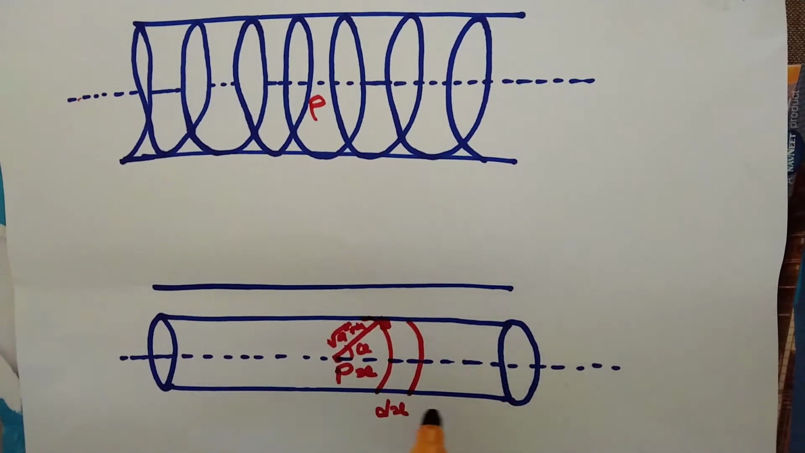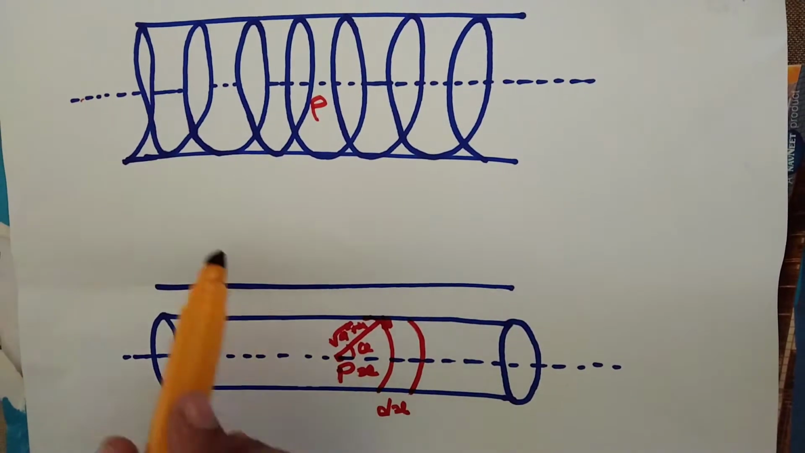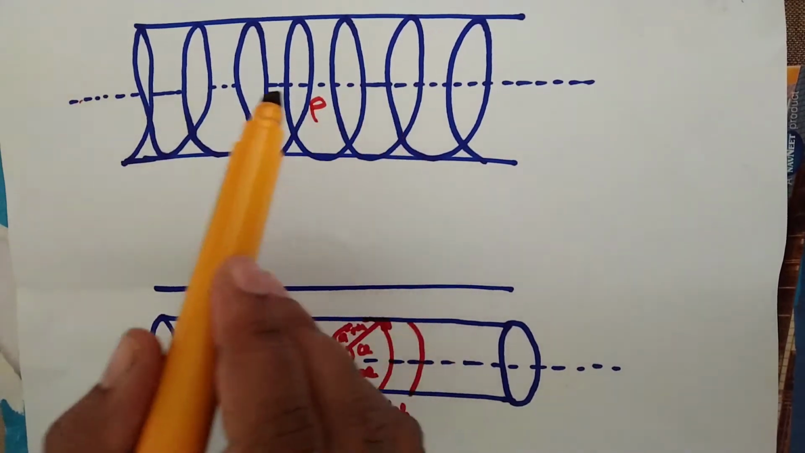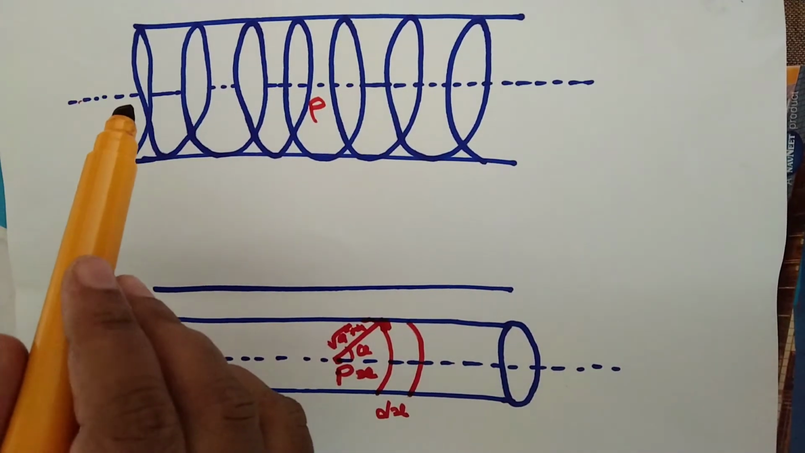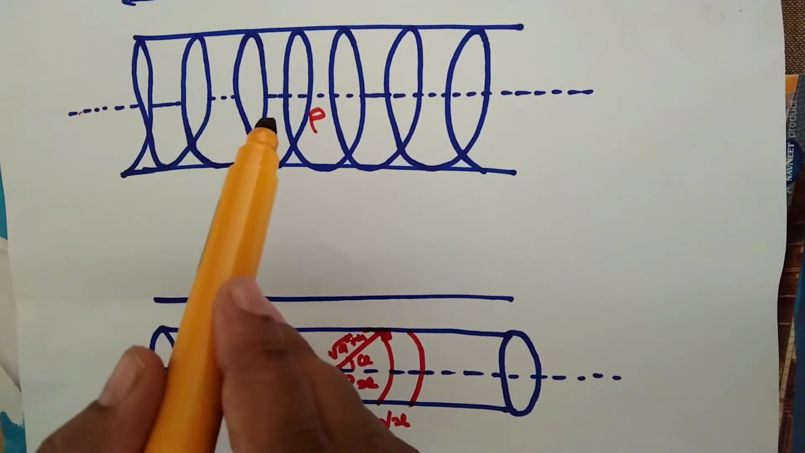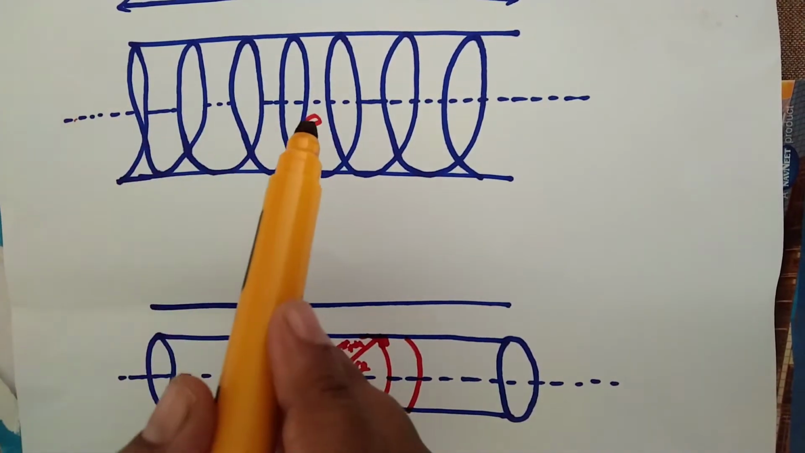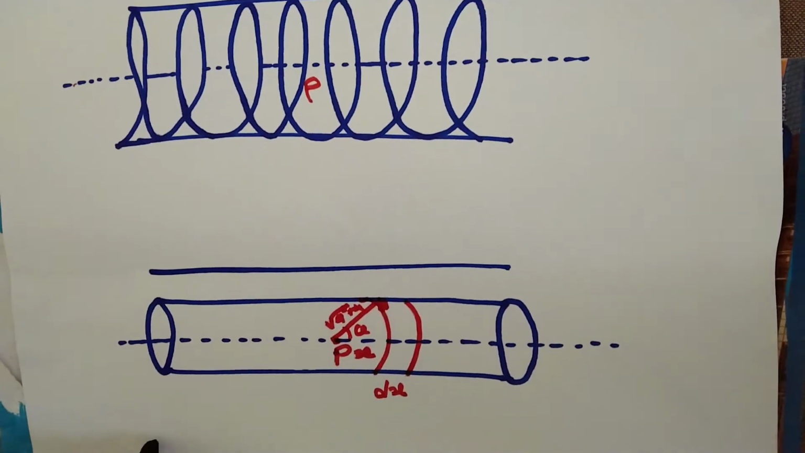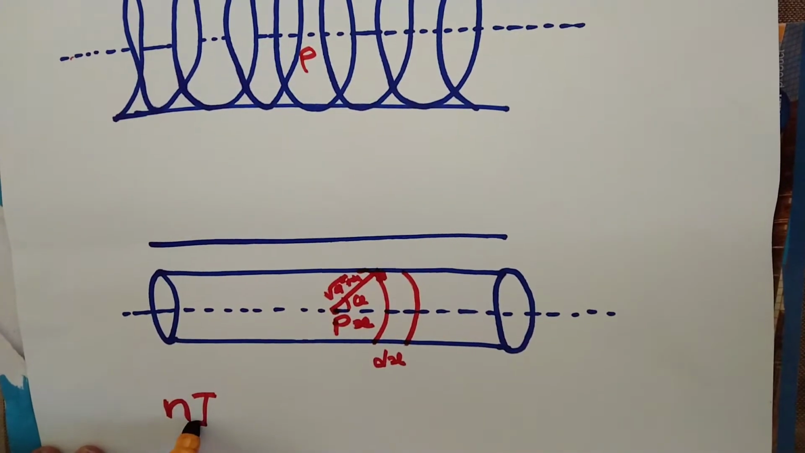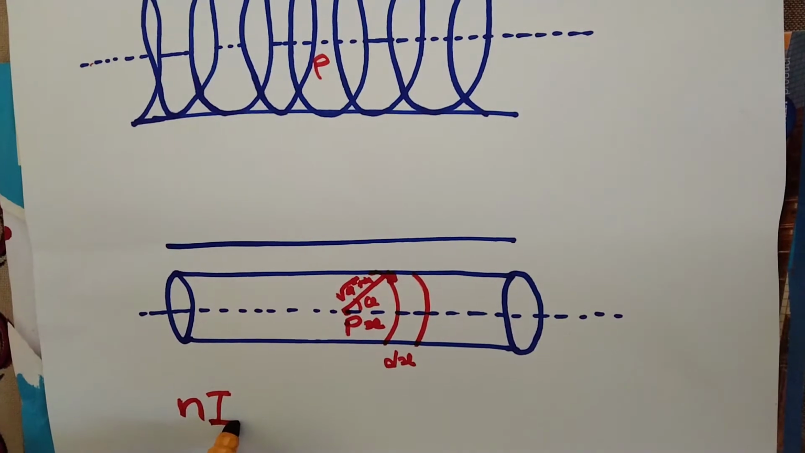In this solenoid, N number of turns will be present. Then the total current passing through the solenoid is NI.